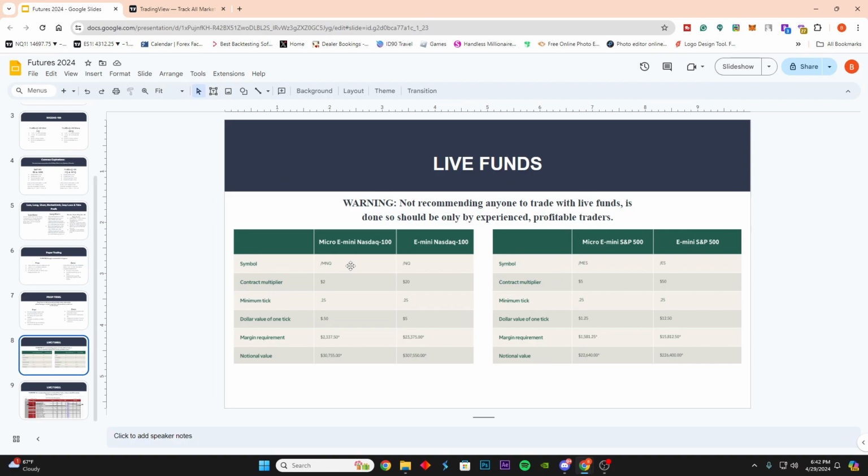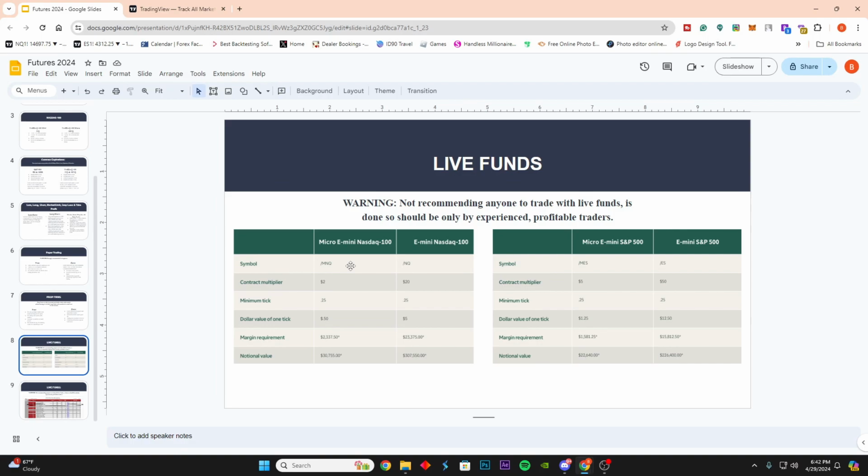So, live funds. I'm not going to go over the pros and cons. It's pretty self-explanatory, especially since I've gone over paper trading and prop firms. The one thing I do want to go over with live funds for futures is, again, that it's not like option contracts, where you're buying a contract for a certain price and it can either go to zero or an unlimited potential value.